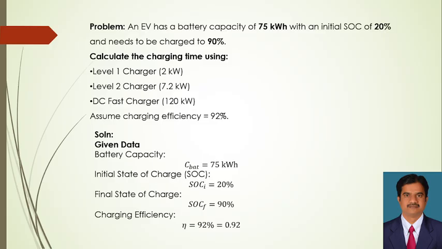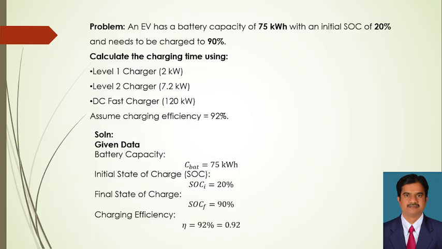So we have the problem. An electric vehicle has a battery capacity of 75 kilowatt hour with an initial state of charge 20% and needs to be charged to 90%. That is, battery capacity is 75 kilowatt hour. Initial state of charge is 20% and it needs to be charged to 90%. Calculate the charging time using level 1 charger of 2 kilowatt, level 2 charger of 7.2 kilowatt, DC fast charger of 120 kilowatt. Assume charging efficiency is equal to 92%.